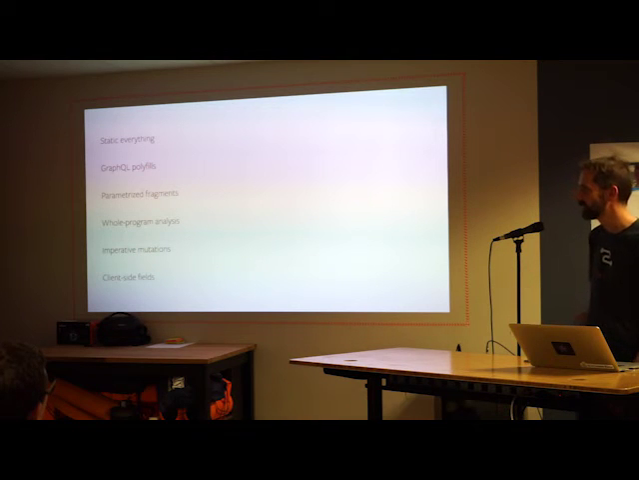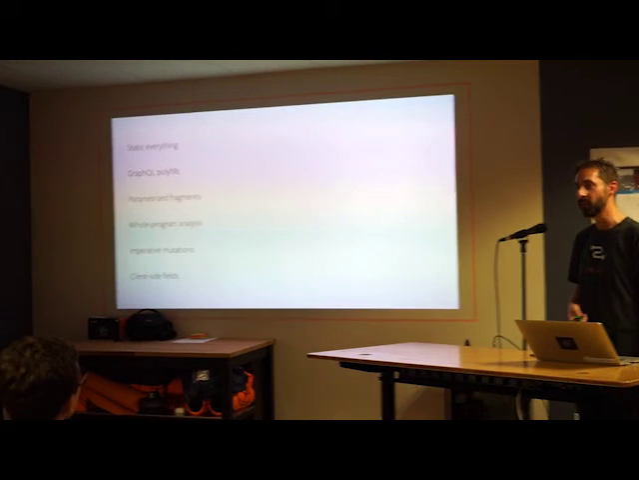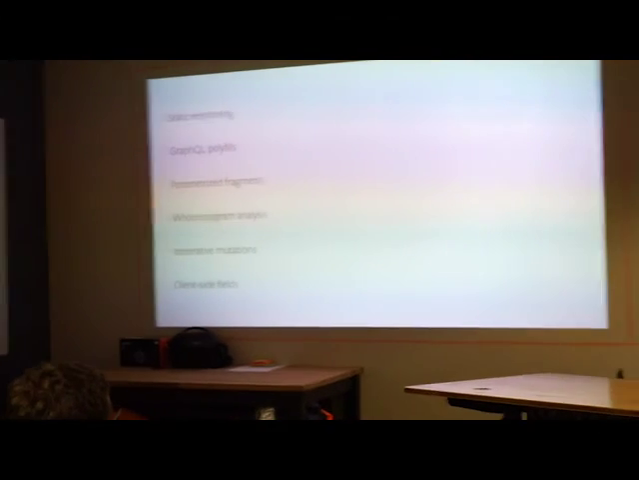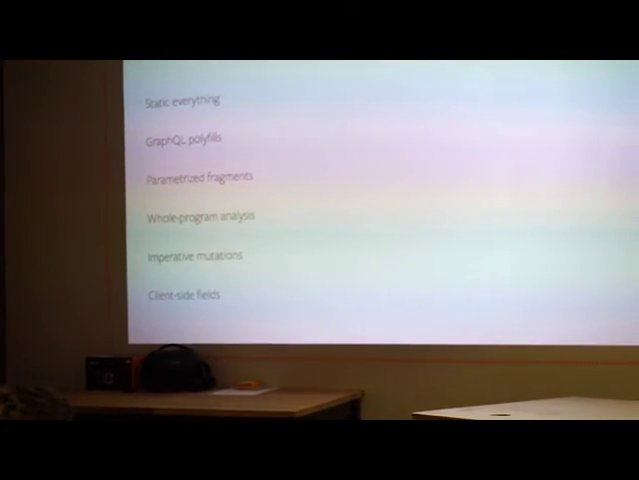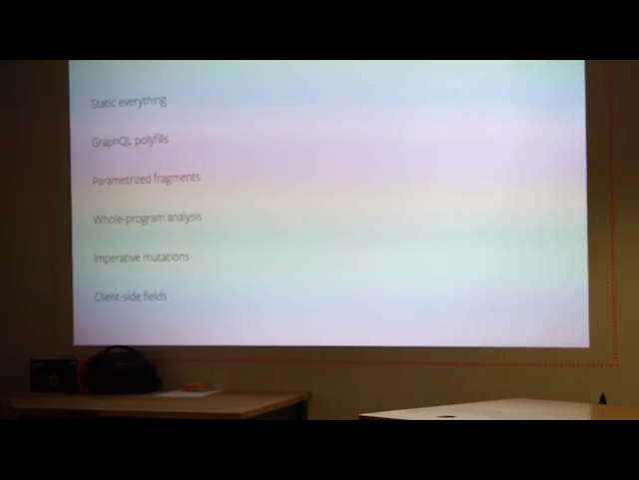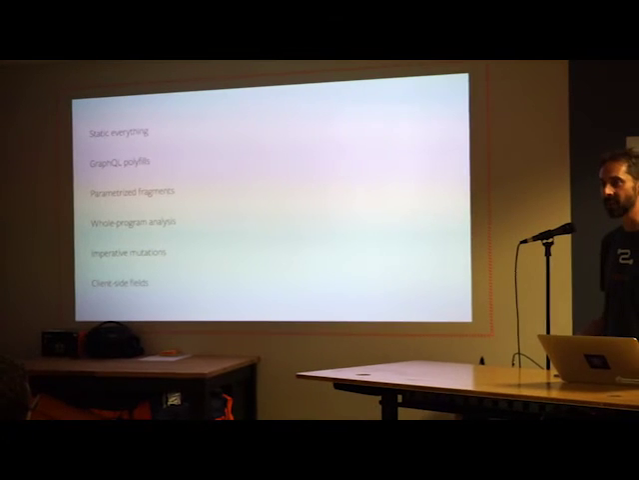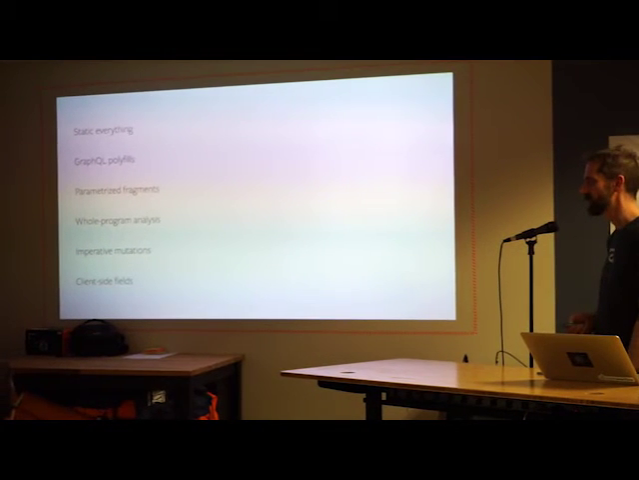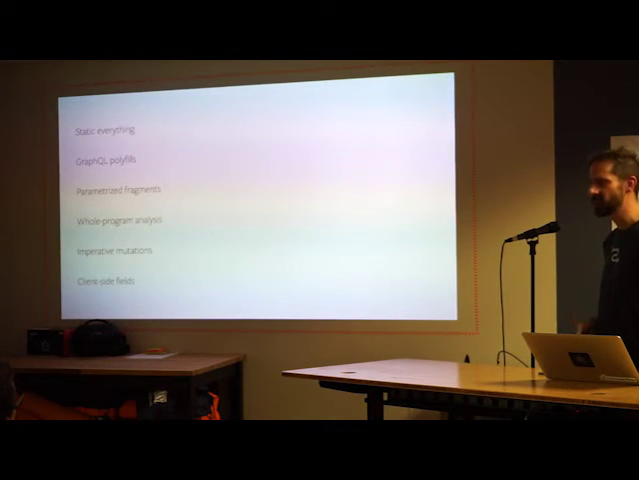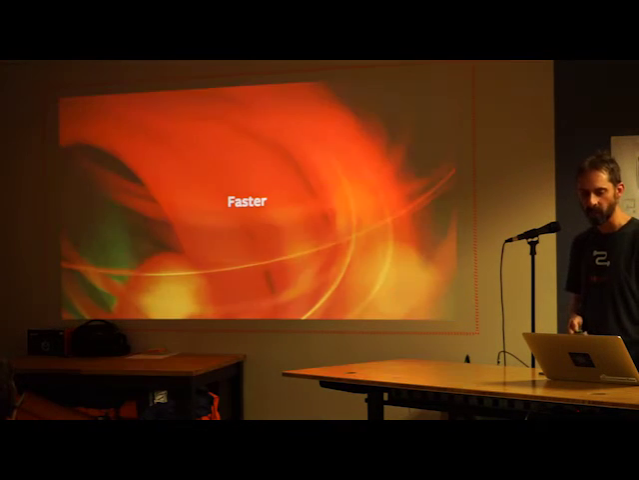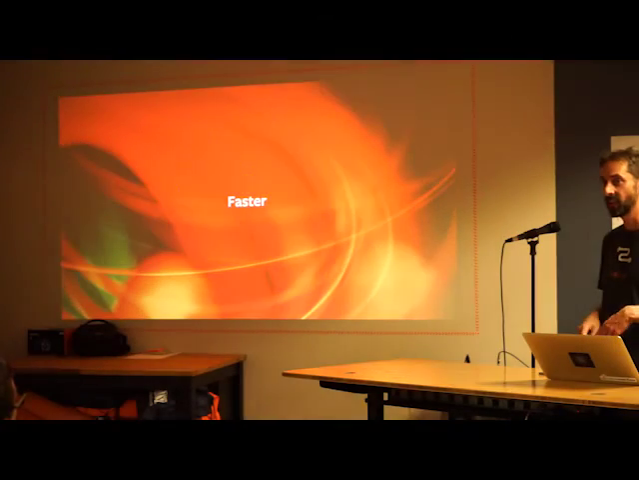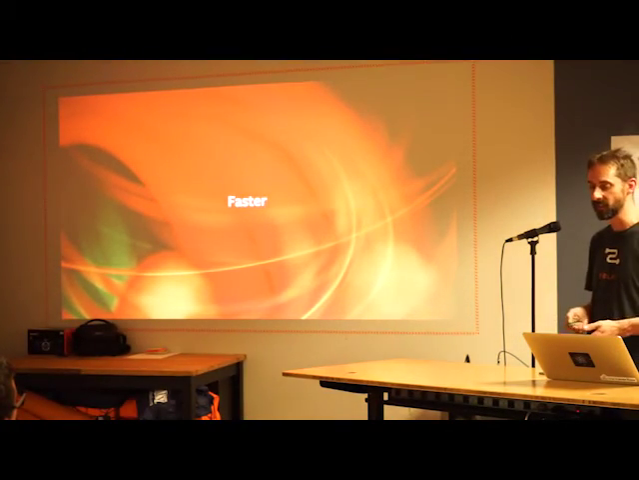So summarizing, these are the reasons why we're excited about Relay 2. Everything's going to be static, which makes it fast. We've realized that we can use GraphQL polyfills to have whatever we want, whenever we want. We've got parameterized fragments. We can do whole program analysis, which enables a whole new world of optimizations. We've got much better mutations, and we've got client-side fields.